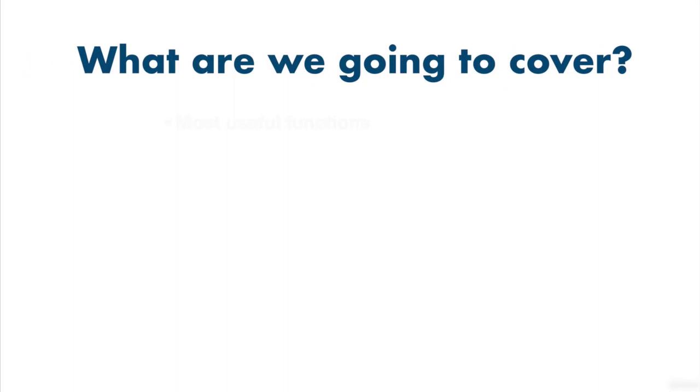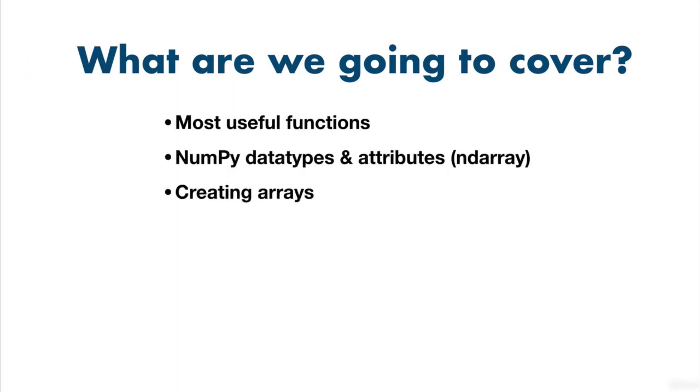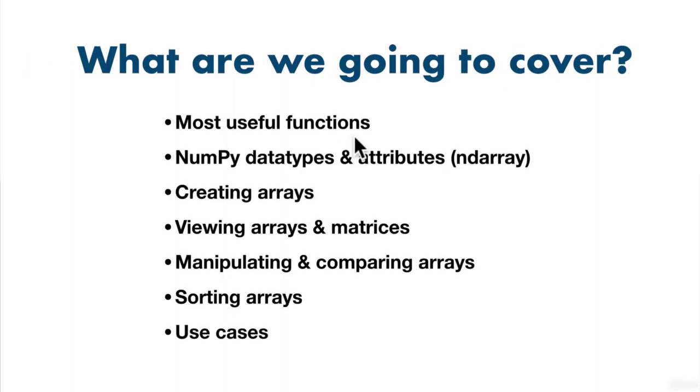So what are we going to cover in this section? Well, of course, we're always going to be focused on the most useful functions, the ones that you can start using straight away. We'll have a look at different Numpy data types and attributes of those data types. Now, the main one is an ND array, but we'll have a look at that in another video. We'll look at how to create arrays. Arrays you can think of as a list of numbers.